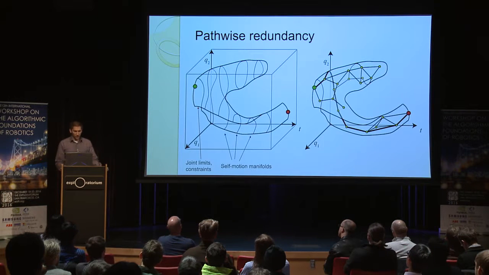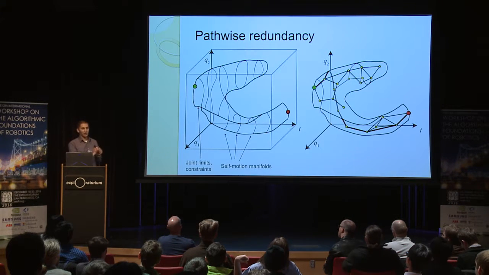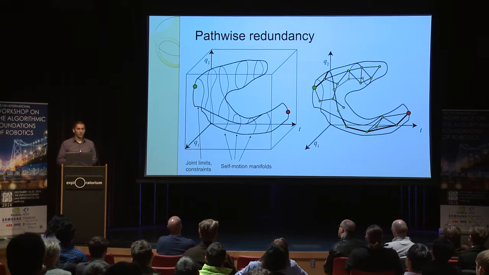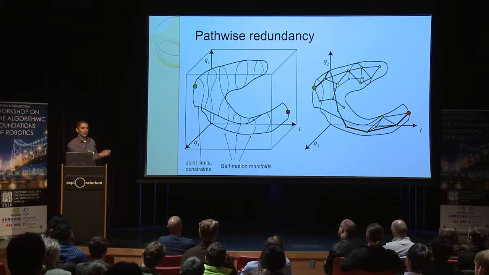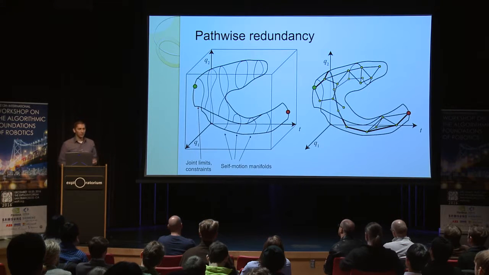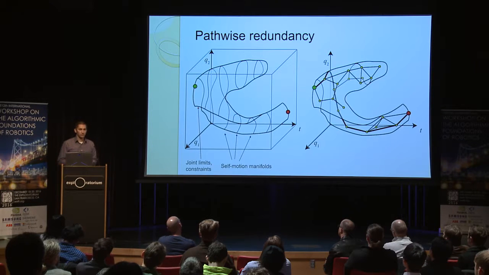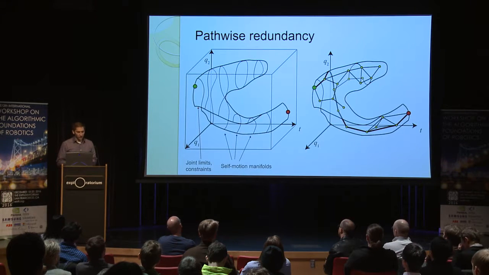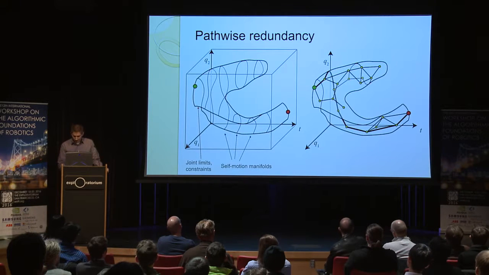So we can start thinking about this pathwise redundancy problem as a function from a one-dimensional space to an n-dimensional space. If we look at the path parameter on the x-axis, the pathwise redundancy resolution problem says, well, at every point along this Cartesian path, we have a certain self-motion manifold where that Cartesian goal is met by the configurations in that manifold. This could also be a manifold with boundaries, if we take into account joint limits and other kinds of feasibility constraints. And the goal is to try to find a path within this manifold from the left side to the right side. So something looking like this.